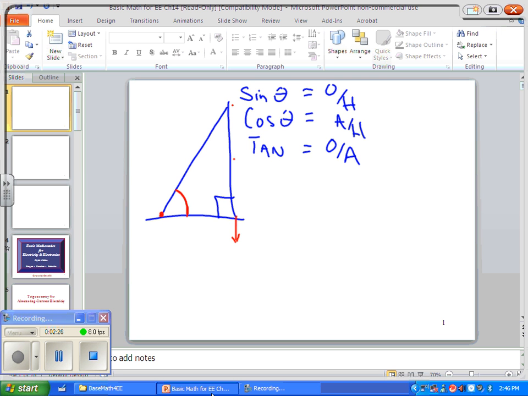Now, let's name these things. If we go straight through this angle and go out this way, right through the angle and go out, that's opposite of the angle, right? And we call that side the opposite. Now, anything that's next to you is known as adjacent. It's adjacent to you, it's next to you. So next to this angle is the adjacent.